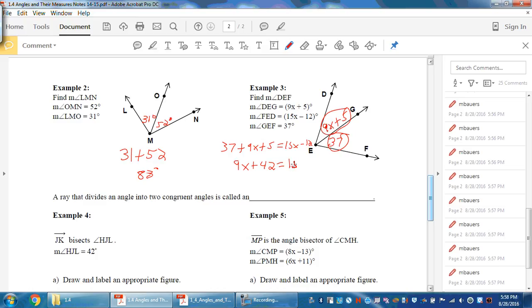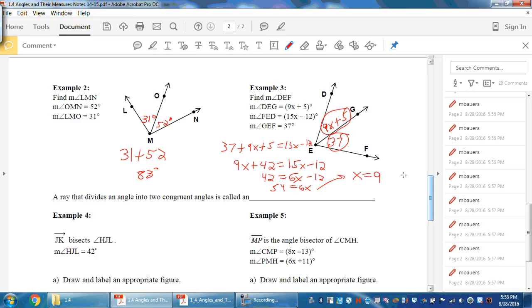I have an extra number, so I'm going to subtract it. Well, 54 equals 6. So x equals 9.